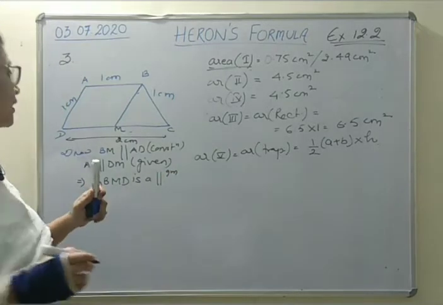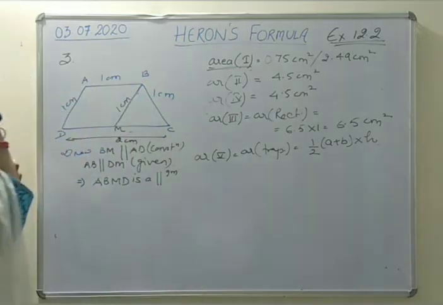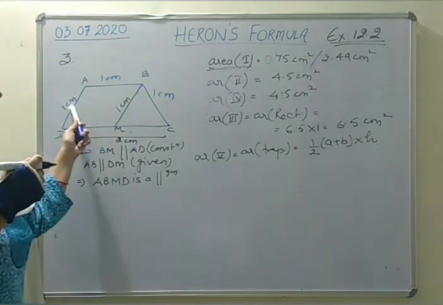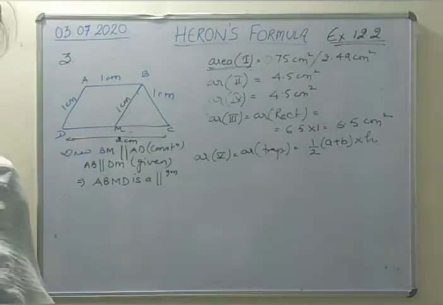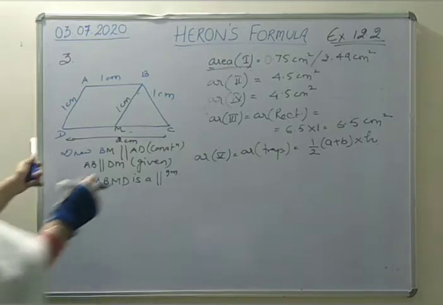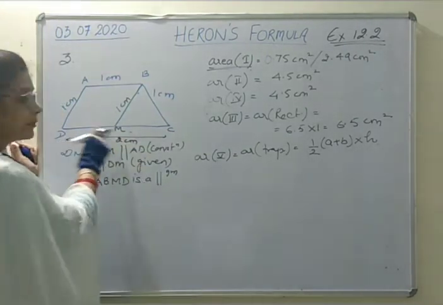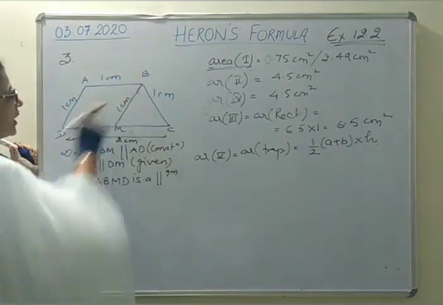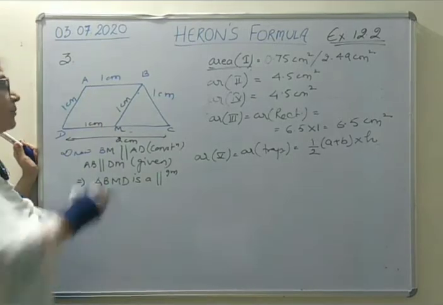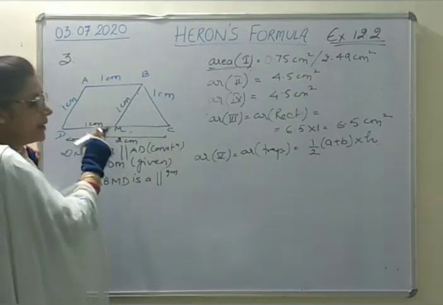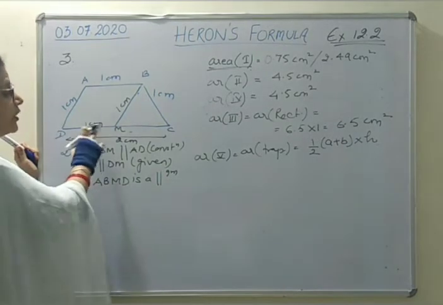So this implies ABMD is a parallelogram. Okay. Now when this is a parallelogram, what will be the length of BM? This is 1, so this will also be 1, because the opposite sides of a parallelogram are equal. And this whole length DC is 2 centimeter. Now AB is 1, so what about DM? 1 centimeter. What is the reason? Because again AB and DM are the opposite sides of the parallelogram. So we get DM is equal to 1.